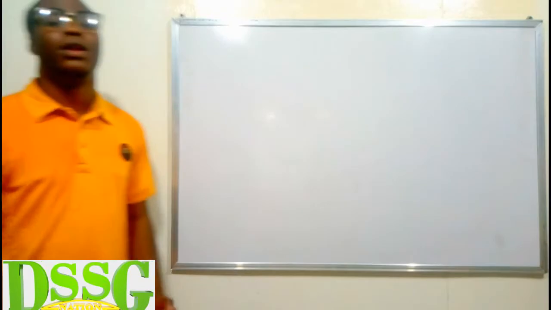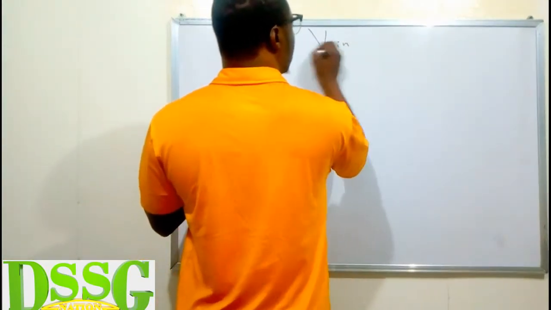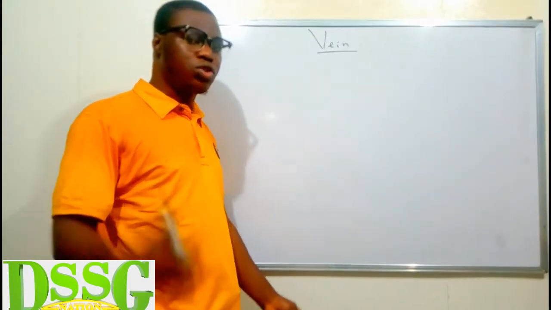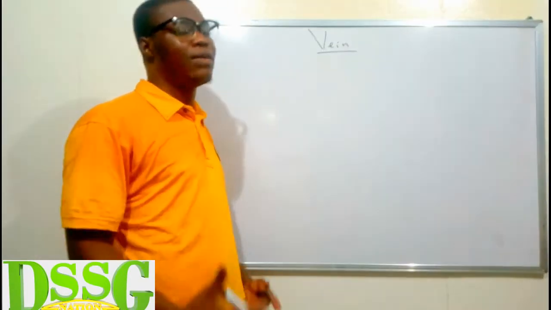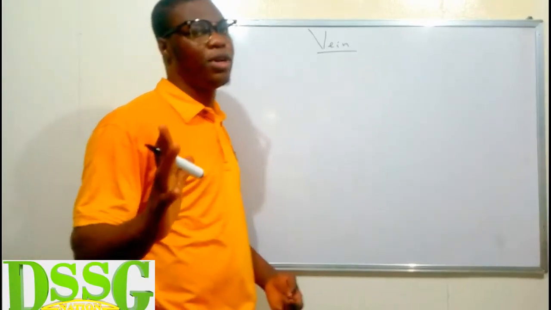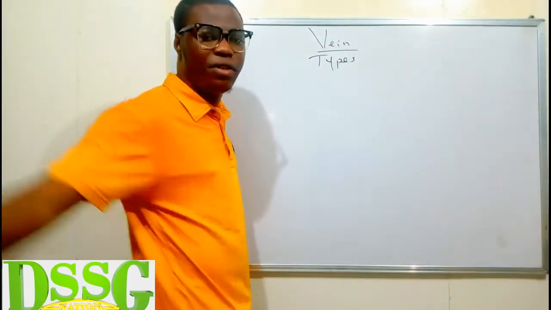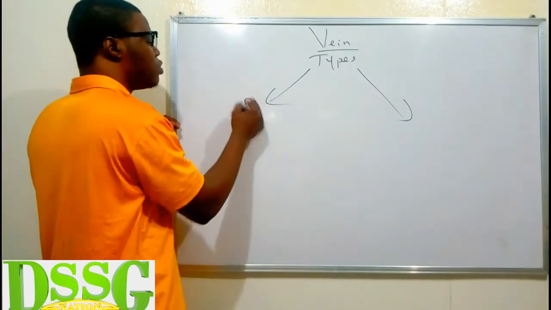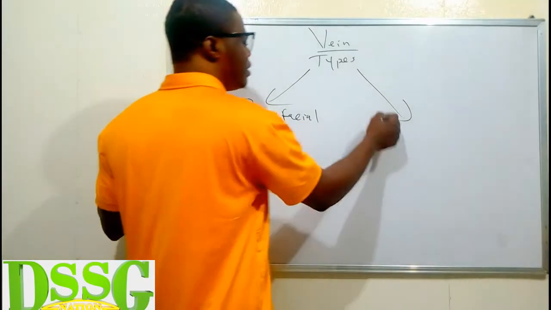Now, let's talk about the veins. So vein, they carry blood towards the what? Towards the heart. So simple definition, they are blood vessels that carry blood towards the heart, as simple as that. Now, we have the types of vein too. So we have the superficial and the deep. So the superficial vein and the deep vein.